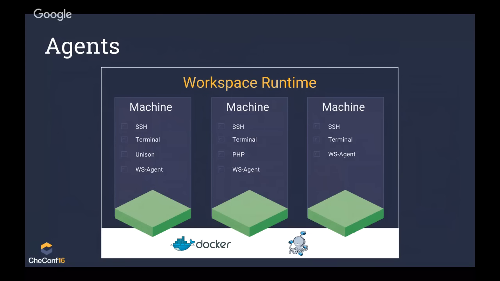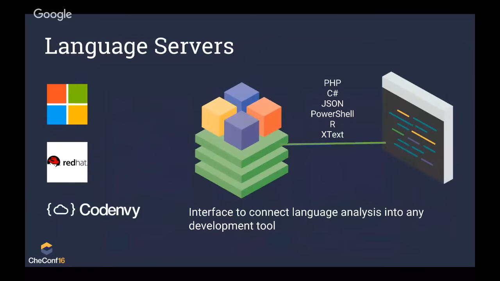The agents are packaged as a script that is executed after a workspace machine is created. You can have agents to allow terminal access, to allow SSH, but you can also have agents for providing extended developer services like the language servers. The language servers provide IntelliSense capabilities for PHP, C#, and JSON, for example, and they are packaged as agents, so they are running directly inside of the workspace runtime.